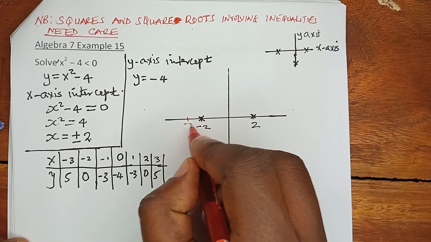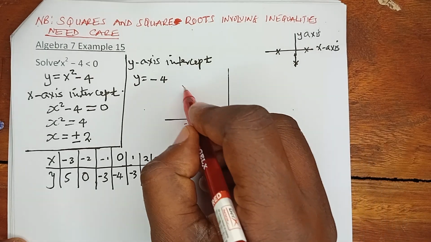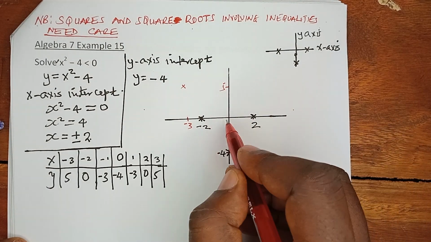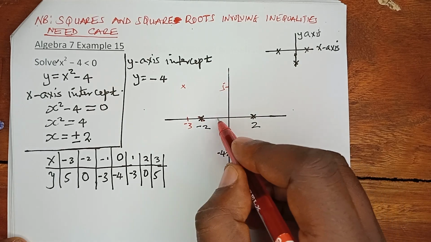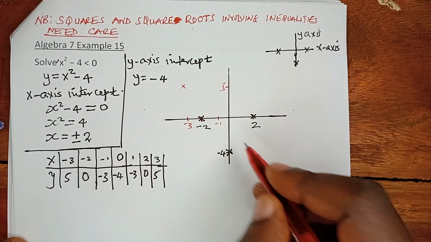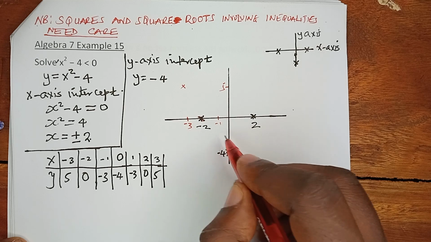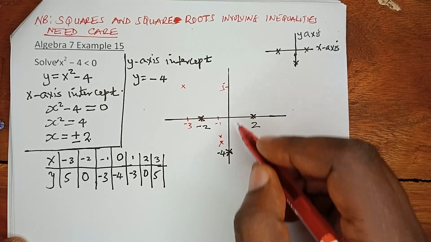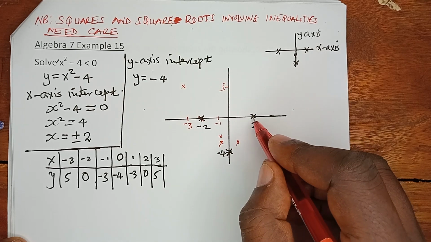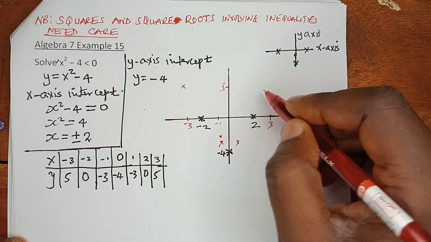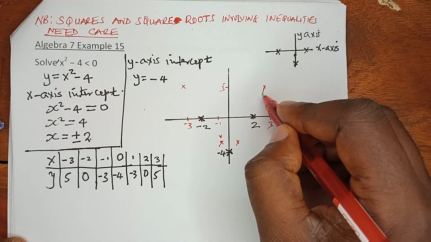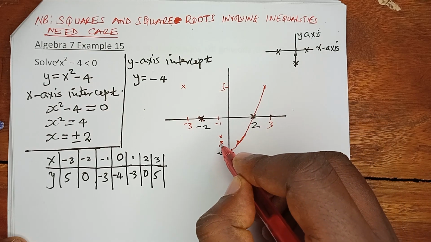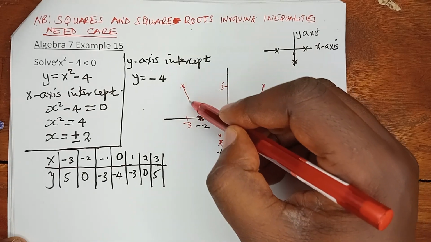When x is minus 3, y is 5. Let's put it there. When x is minus 2, y is 0. When x is minus 1, y is minus 3, somewhere there. When x is 1, y is minus 3. When x is 2, y is 0. When x is 3, y is 5. So we join all these points with a smooth curve. Remember, this is the turning point, and the graph looks like that.